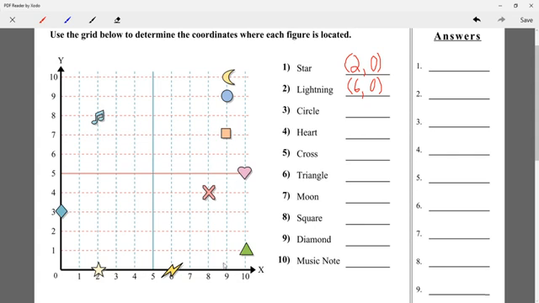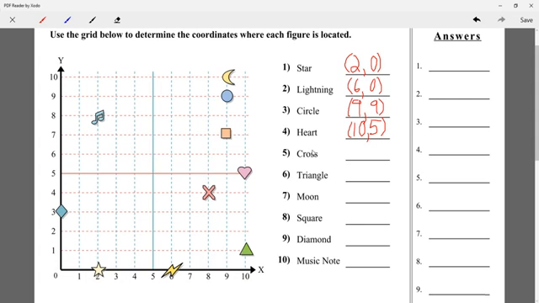Okay, now we have to go find the circle. So the circle's up here. We see that the circle is at 9 on the x-axis. Okay, and it is at 9 on the y-axis as well. So finding points on the coordinate plane is not hard as long as you know how to do it. What is next? Heart is right here. So on the x-axis, you find where it is on the x-axis. It is 10. And then on the y-axis, it is 5.